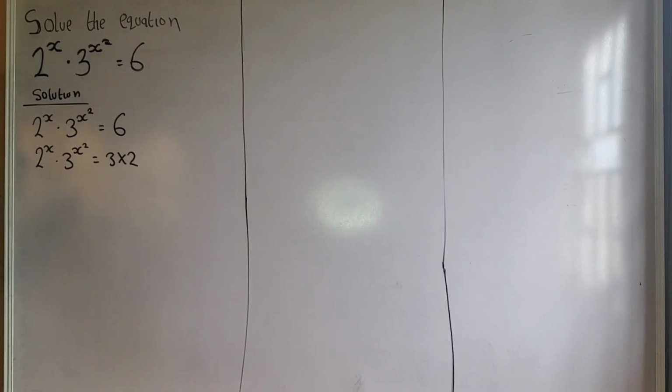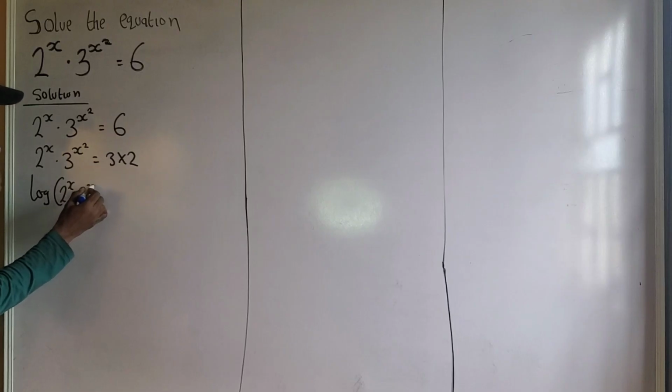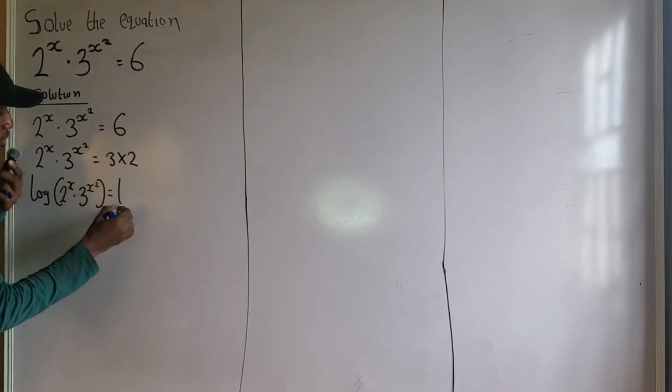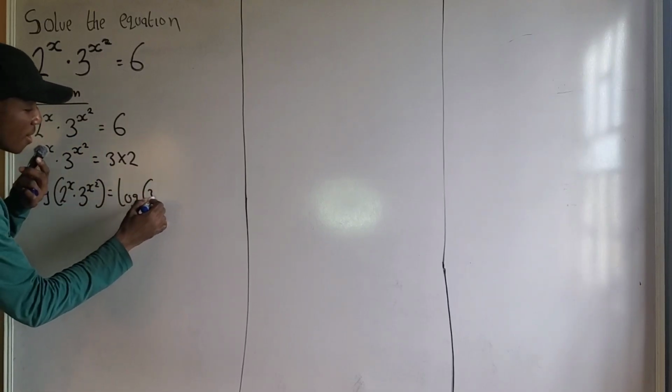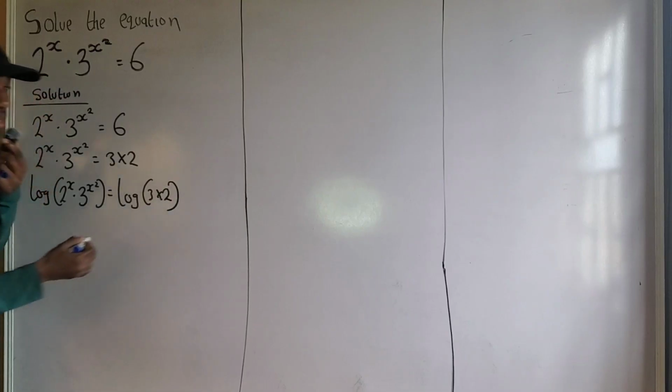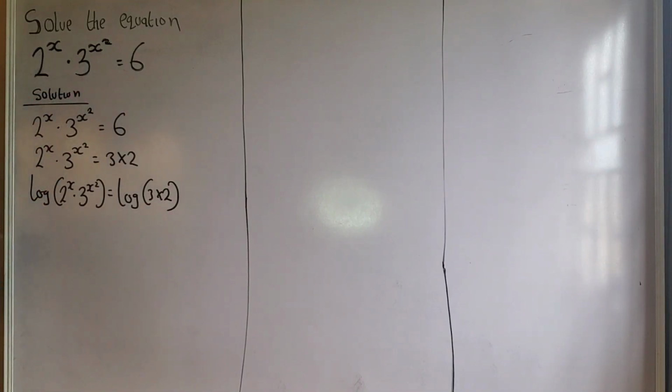of both sides. Okay, so I'm going to apply logarithm. Log of 2 raised to the power of x multiplied by 3 raised to the power of x squared equals log of 3 multiplied by 2. Okay, now don't forget that according to the laws of logarithm, the log of a product is the sum of the logs. Are you getting it?